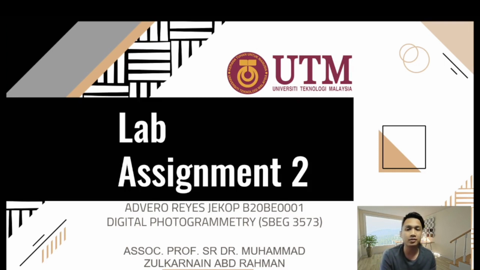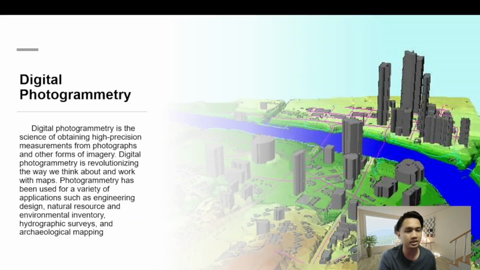B20BE0001. So this video is for my lab assignment 2. First of all, I would like to introduce you to what digital photogrammetry is. Digital photogrammetry is the science of obtaining high precision measurements from photographs and other forms of imagery. Digital photogrammetry is revolutionizing the way we think about and work with maps.